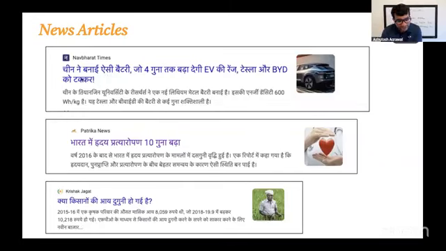Like China has made such a battery, which will increase the range of the electric vehicle up to 4 times. Then they're saying Tesla or BYD ko takkar. So this is giving competition to both Tesla and BYD. This is not a takkar in terms of collision, but takkar in terms of competition, if you will.